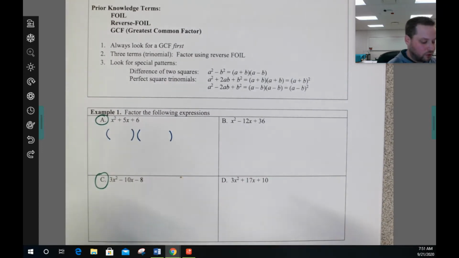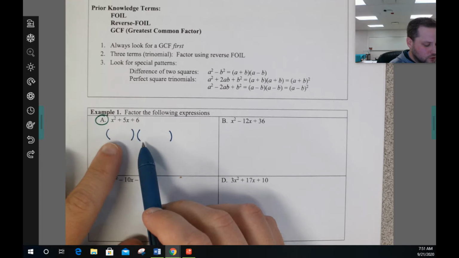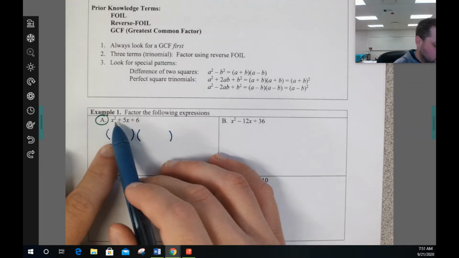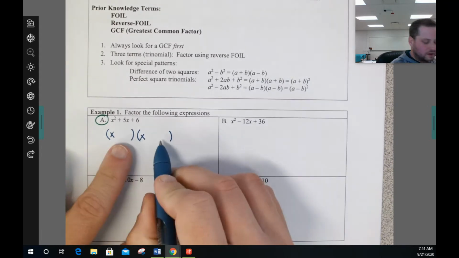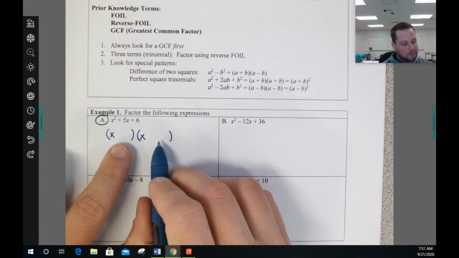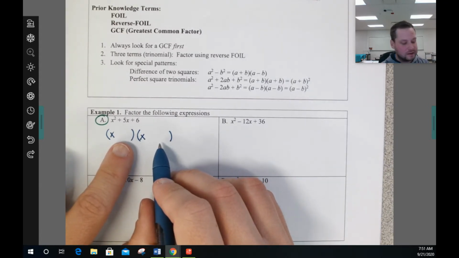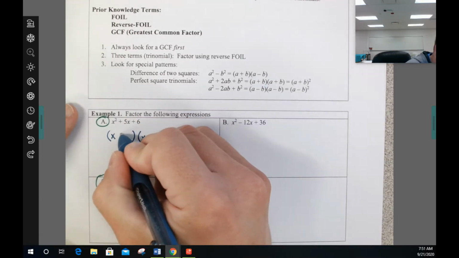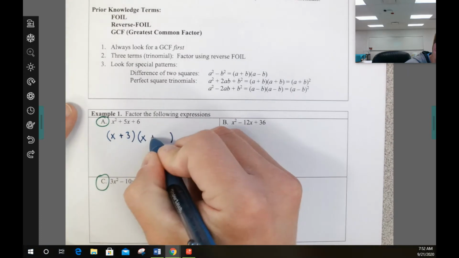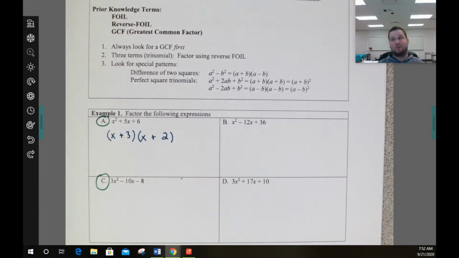So when we reverse FOIL, remember that the first terms have to multiply to give us x squared, so it's going to be x and x. Boom, boom. And then for my second terms, I'm looking for something that multiplies to give me a positive 6, yet adds to give me positive 5. Those factors are going to end up being 3 and 2. Okay, so that's 1A factored to the fullest extent.